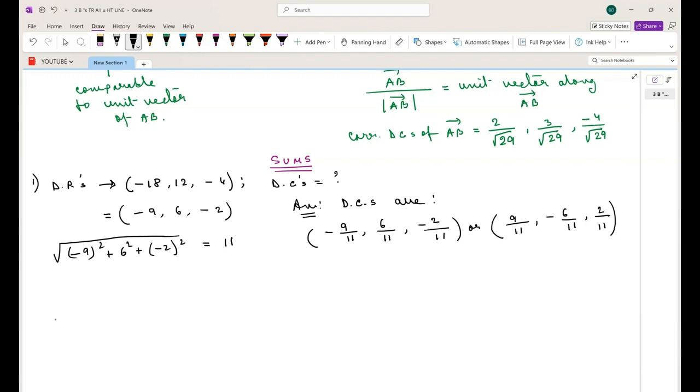Okay. Next sum. So 2 points are given to us. A, suppose, is minus 2, 4, minus 5. B is 1, 2, 3.